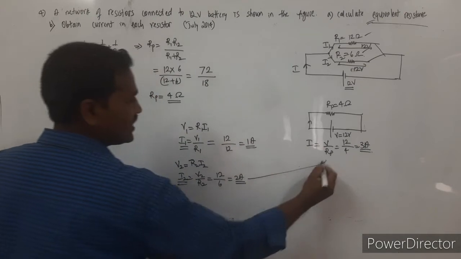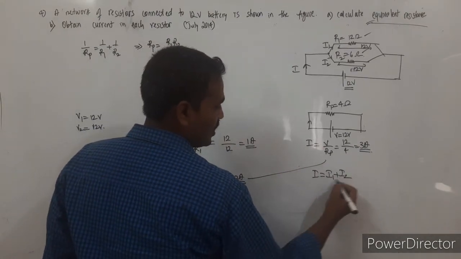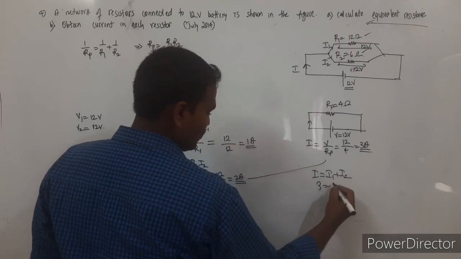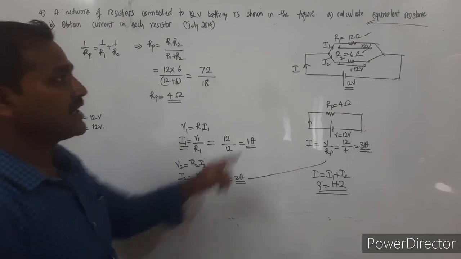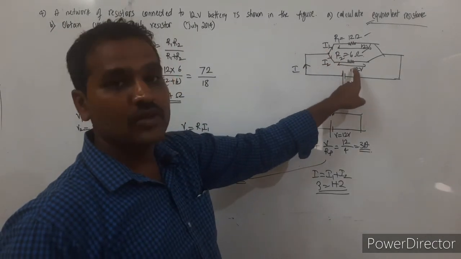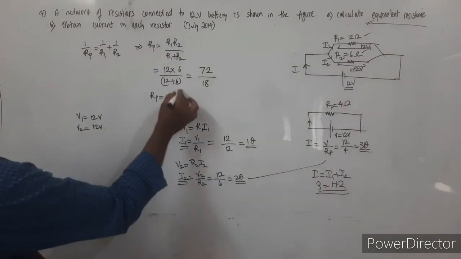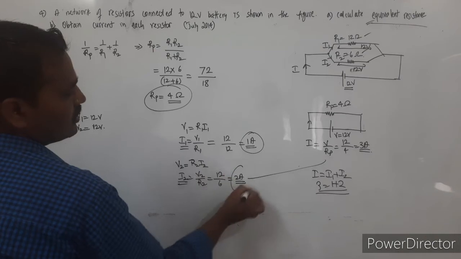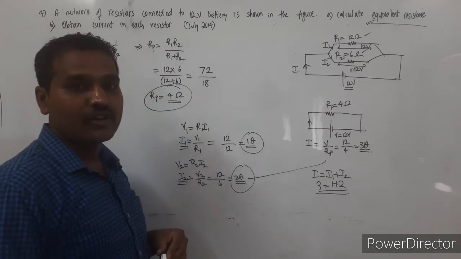Now we can verify this. The total current I is equal to I1 plus I2. So I is also equal to 3, that is equal to 1 plus 2. So our answers are correct. The current flowing through R1, I1, is 1 ampere. The current flowing through R2 is 2 amperes. This is the first solution, and these two are the solution for the second part of the problem. Very simple problem asked for 5 marks.